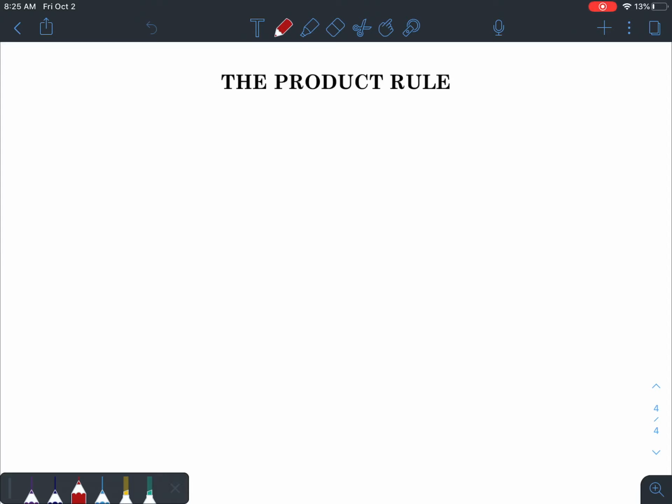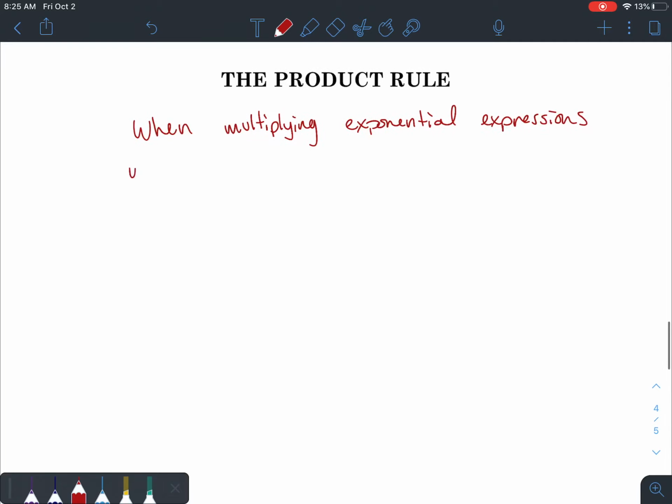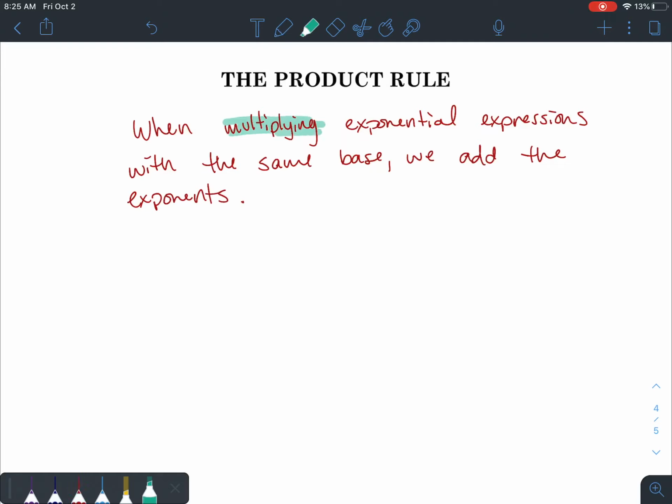So the product rule states when multiplying exponential expressions with the same base, we add the exponents. So our keywords here are when we're multiplying the expressions with the same base. They must have the same base, and we're going to add the exponents.